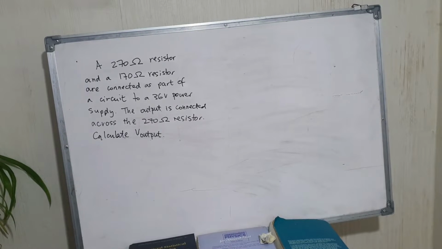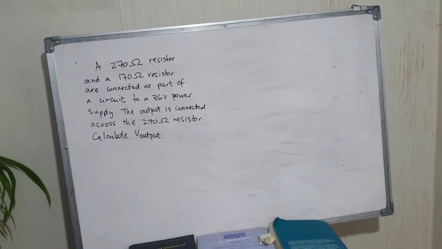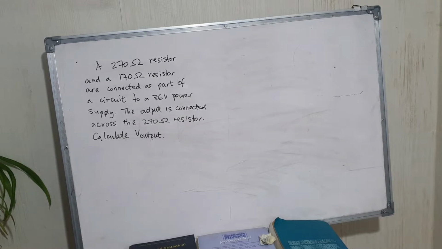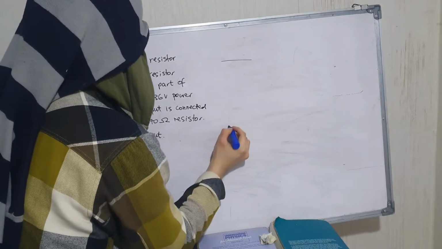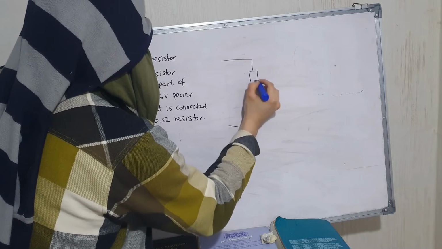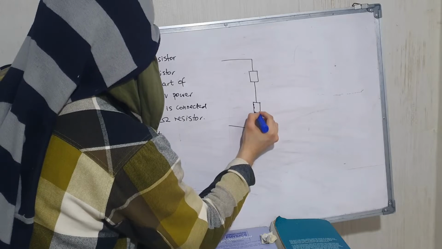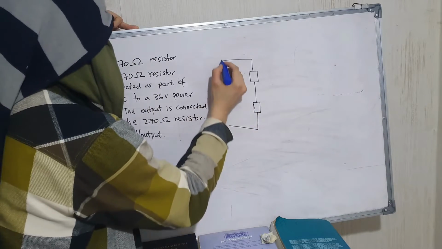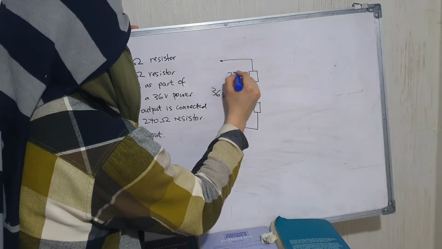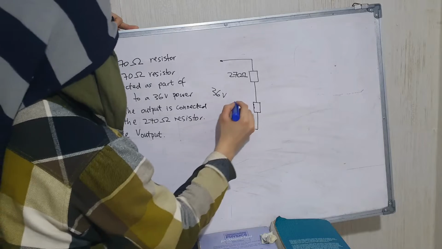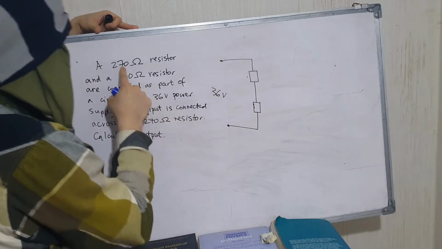All right, so let's try this question. We have a 270 ohm resistor and a 170 ohm resistor. They are connected as part of a potential divider circuit to a 36 volt supply. The output is connected across the 270 ohm resistor. Calculate V out. All right, so let's draw this diagram. Because it says 270, I'm just going to put 270 here.